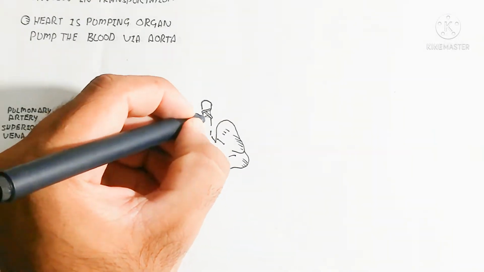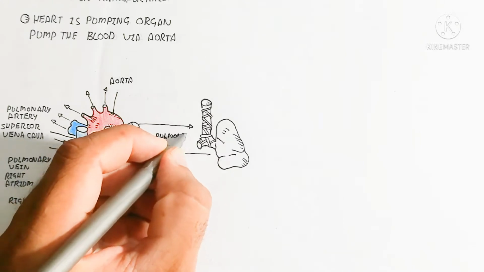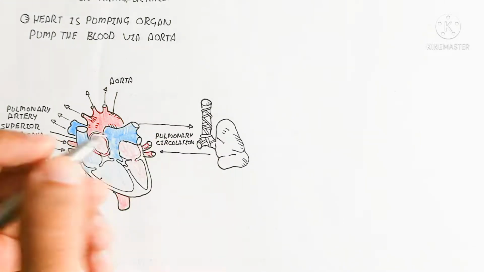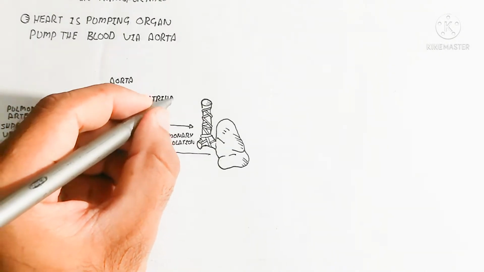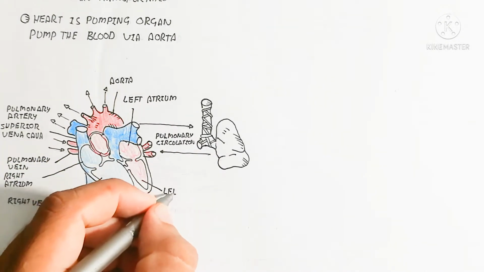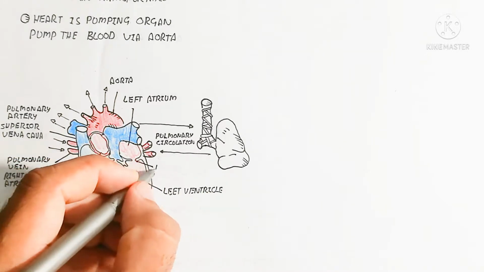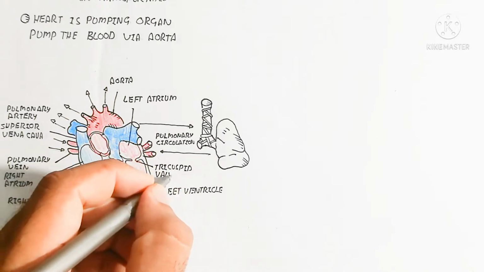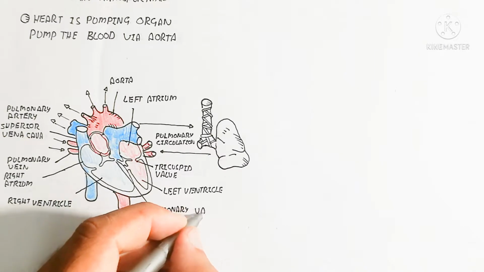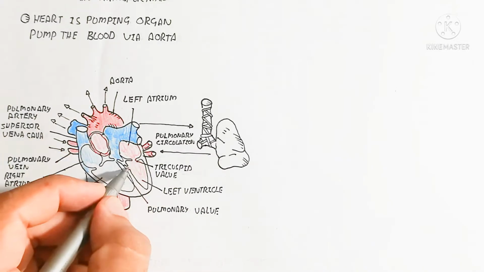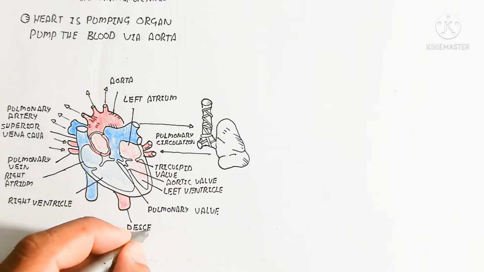deoxygenated blood. Here is the pulmonary vein, which moves the oxygenated blood back, and the oxygenated blood falls into the left atrium to the left ventricle, and ultimately goes through the valve into the aortic valve, and the aorta sends the blood through the whole body. That is the overview of the circulatory system of mammals.